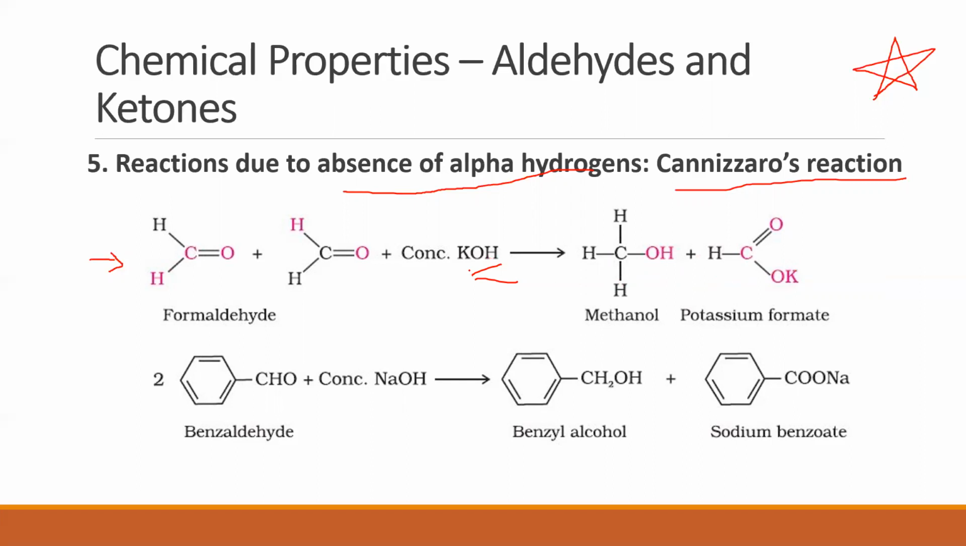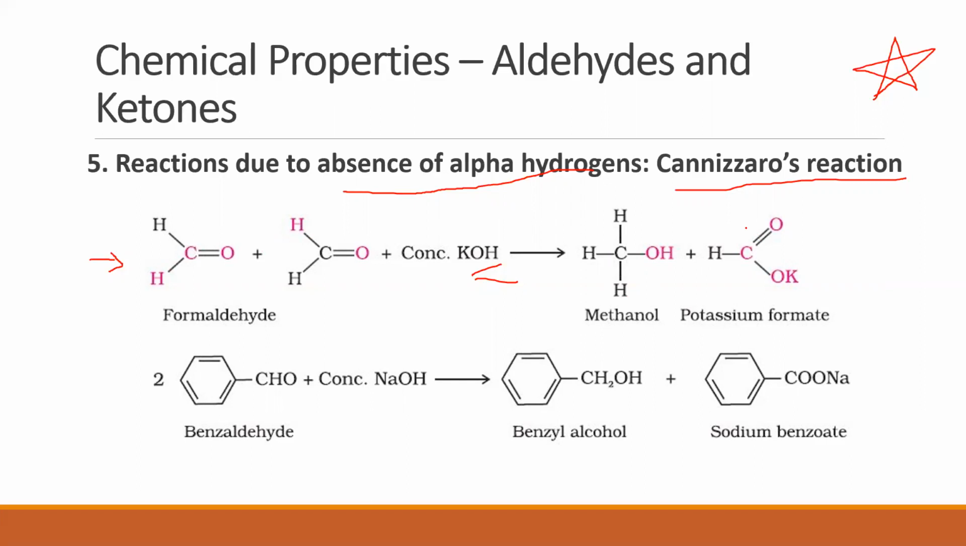If I take potassium hydroxide, I get the potassium salt. If I take sodium hydroxide, I get a sodium salt. Clear? Now, one very important aspect of this reaction is, when 2 moles of aldehydes are reacting, I am getting an alcohol and a carboxylic acid.